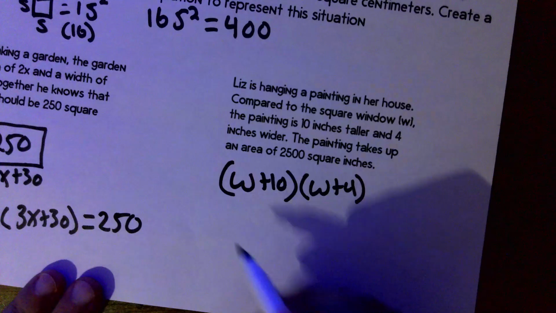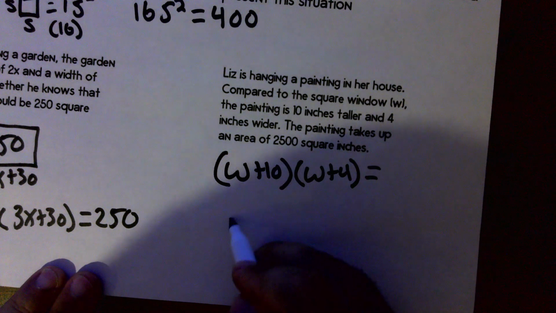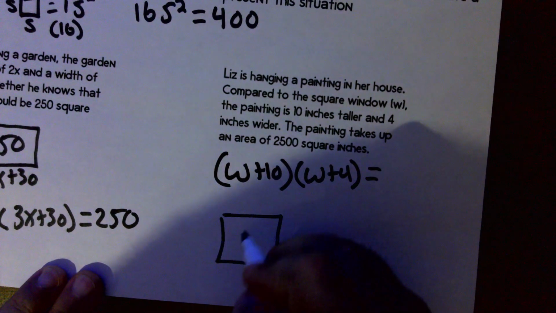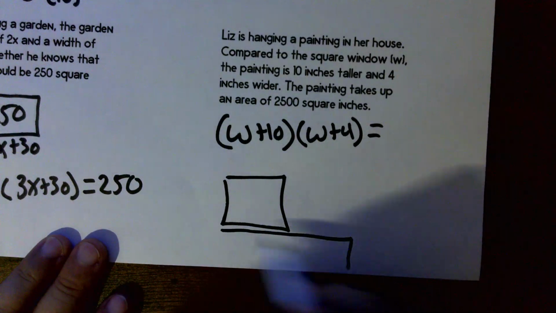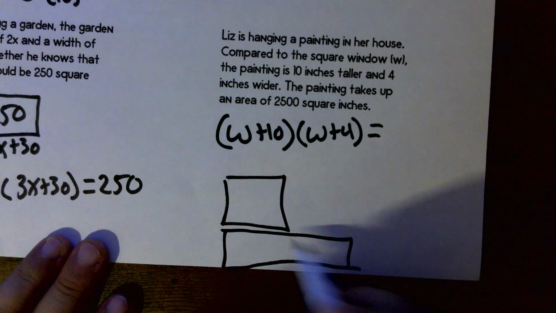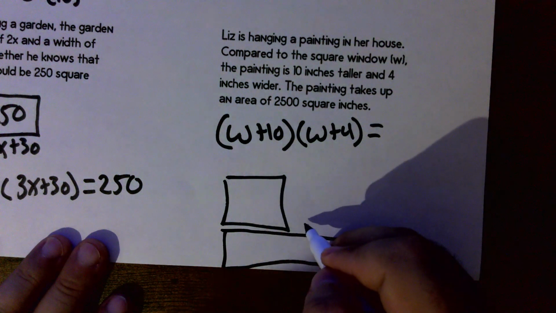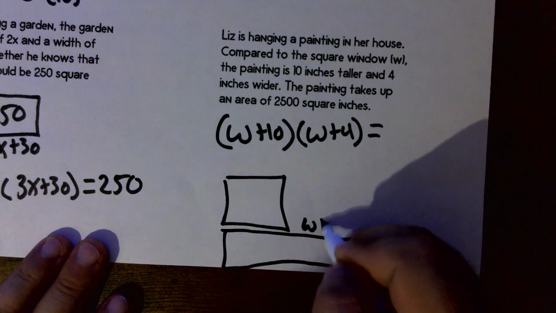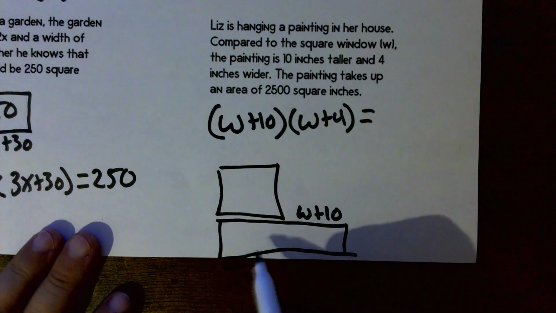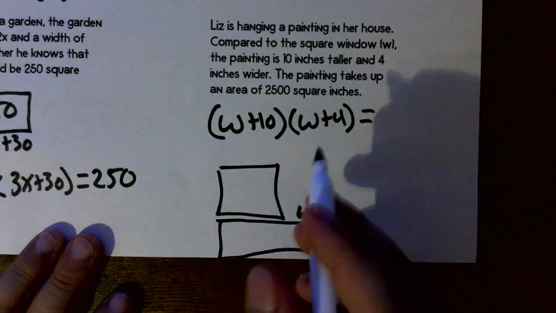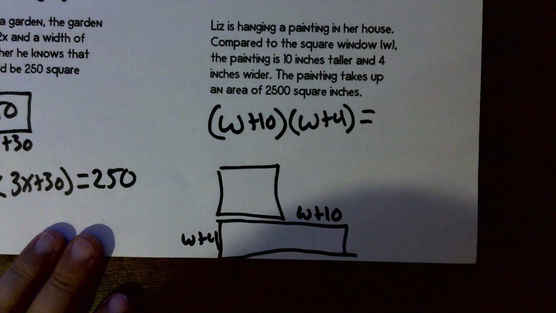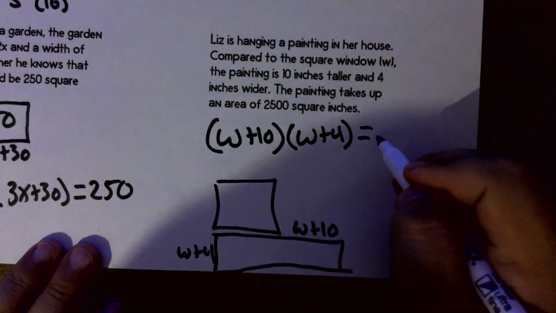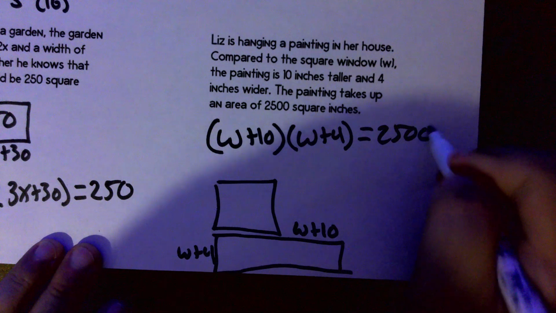And just a visual representation, other than this algebraic representation. Here's a window, and then the painting has this length on this side, which is the window plus 10. Is that the taller? Ooh, okay, I kind of have this inverted, but for all intents and purposes, you should know what I mean. This painting is the window plus 10 inches, and then tall-wise, or lengthwise, it's W plus 4. And so that's going to be equal to 2,500 square inches.